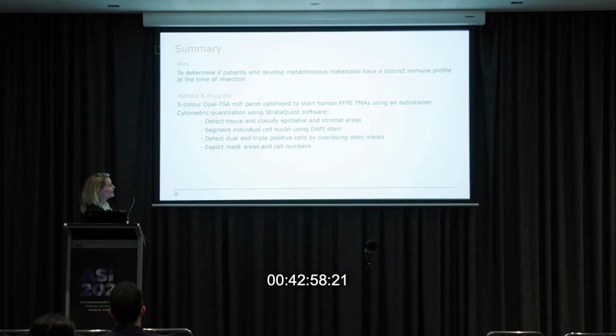The aim was to determine if there was a distinct immune subset in the metachronous metastasis group. We did this using this 5-colour panel with a couple of different panels. We did it using the StrataQuest, and we do have a little bit of preliminary data on a poster on Thursday. So if you wanted to come and see what we did actually find, then you can come along and have a look at that.